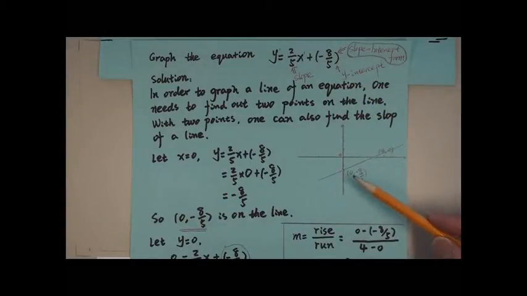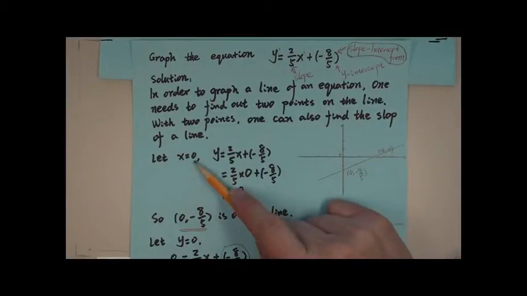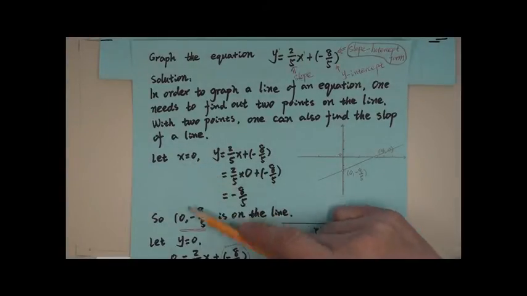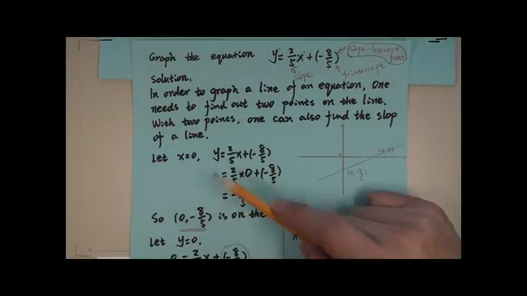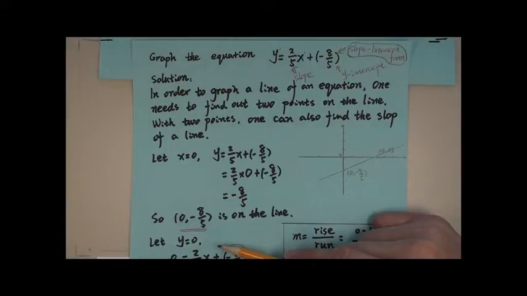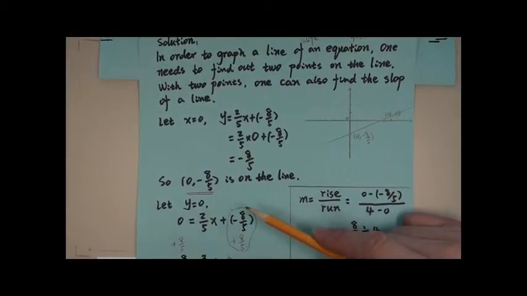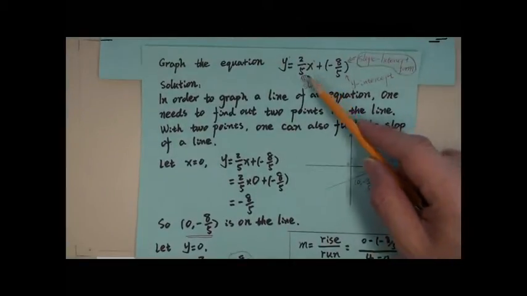Now we need another point. We can do the same thing. Previously we let x be 0. Actually, you can let x be anything. You can let x be 1 and solve for y, which is also fine. Now let's find another point. Another point is that we let y be 0.